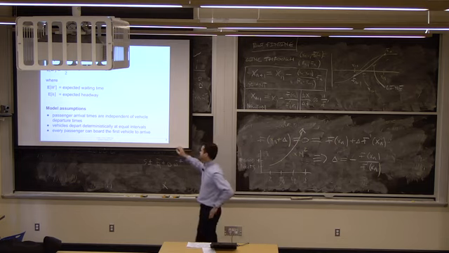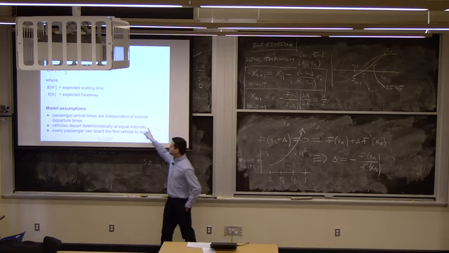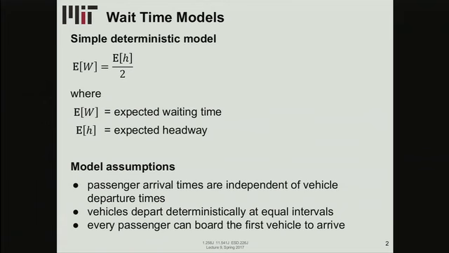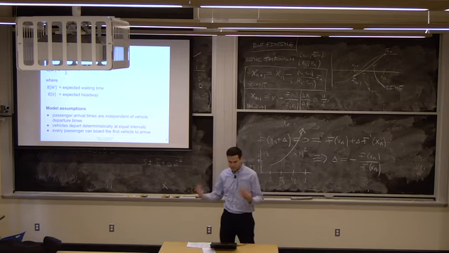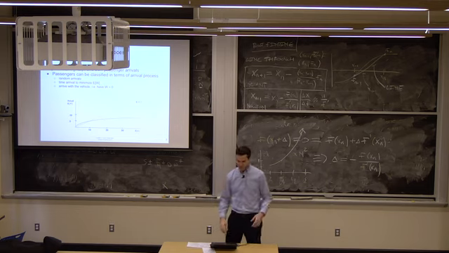So if we take this particular one, this is the strongest assumption, right? That vehicles depart deterministically at equal intervals. And we say, no, they don't, actually. Some of them depart late, some of them depart early. There's bunching. So what happens to waiting time when that happens? It goes up, right? Okay, so how do we adjust this model to account for that?